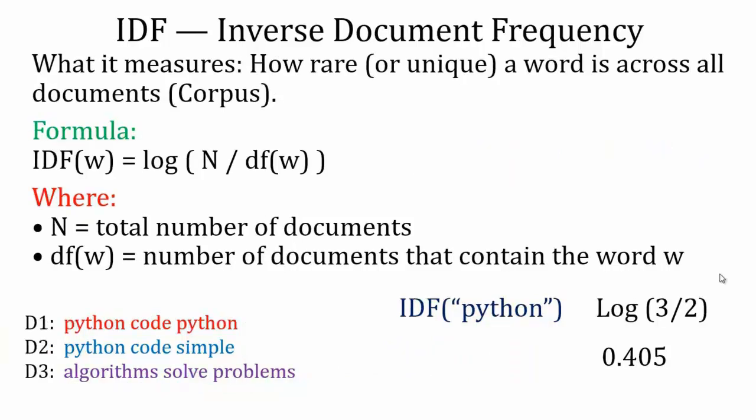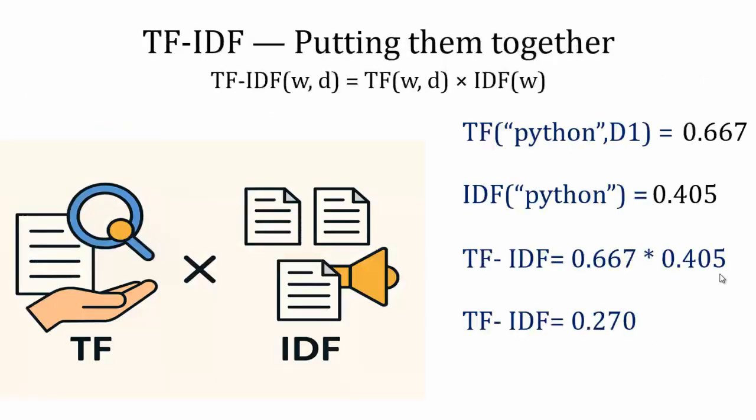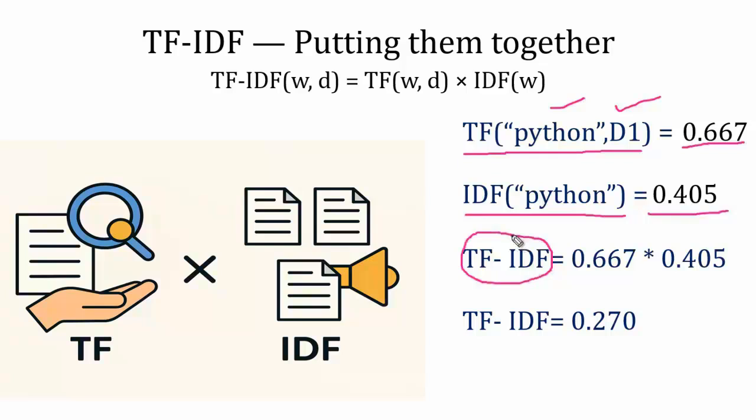So now we have both TF and IDF values, so we can calculate TF-IDF by multiplying TF with IDF. As you can see here, the TF value for this particular word, Python, in document 1 is 0.667, and IDF of Python is 0.405. So here is the TF-IDF. We have to multiply TF with IDF.